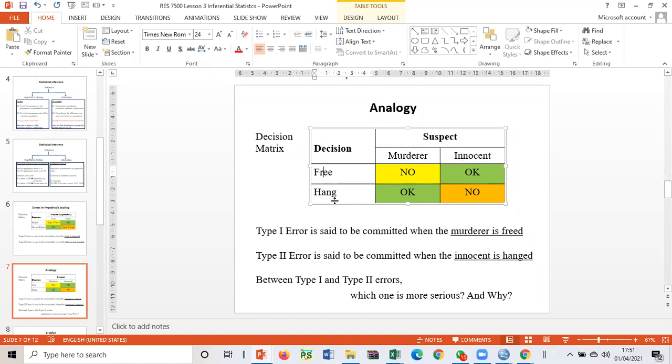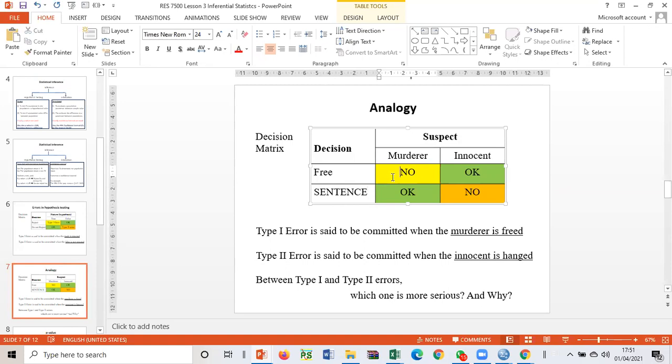Decision, you free or hang him. Only two, right? You could just imprison. Can it be anything else? Yes, you could just imprison the person. Okay, instead of prison, I put sentence, right? Is it better? Yes. Perfect. Sentence, you hang or whatever it is.